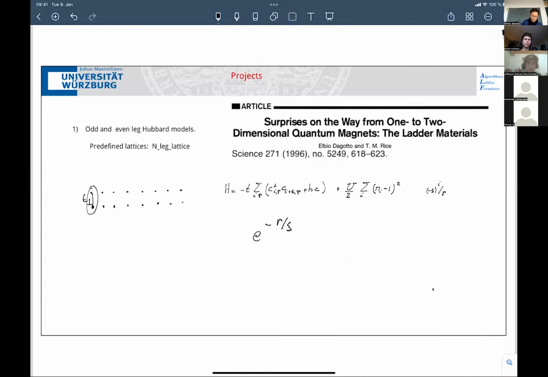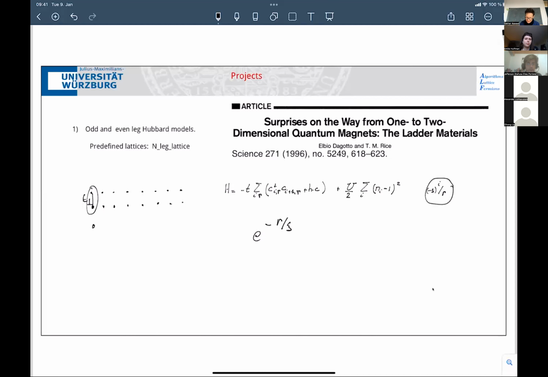Then you can go to 3-leg ladders. You put 3 legs and you will find something again, which is a power law, which should actually have exactly the same 1 over r, etc. And you will have an odd-even effect until you go to the 2-dimensional case where you have long range order. And essentially, if you keep being on odd ladders, then this length scale will diverge in the thermodynamic limit.